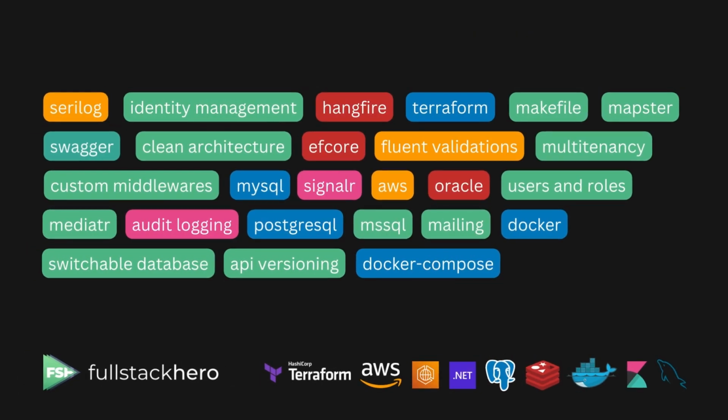FullStackHero Web API Boilerplate can be a starting point for your next Web API project. It comes with several built-in features like Serilog, identity management, Hangfire, custom middlewares, mailing, multi-tenancy, Entity Framework Core, Mediator, SignalR, API versioning, fluent validations, audit logging, switchable database providers including PostgreSQL, MS SQL, MySQL and Oracle, Mapster for DTO mapping, advanced user and role management, and so much more.